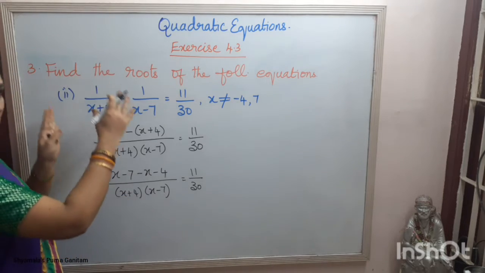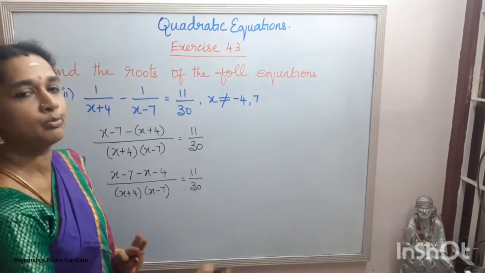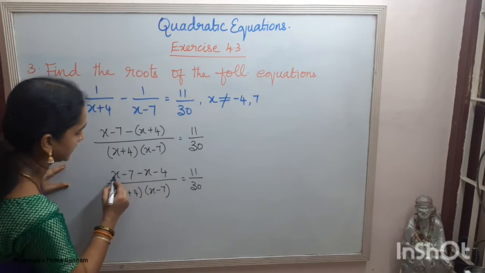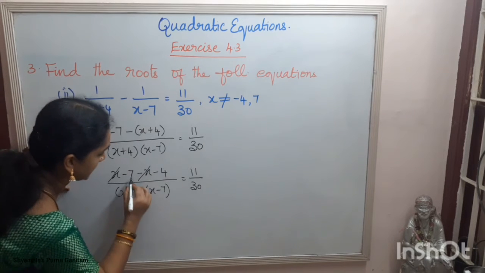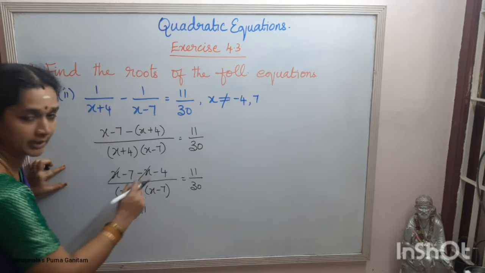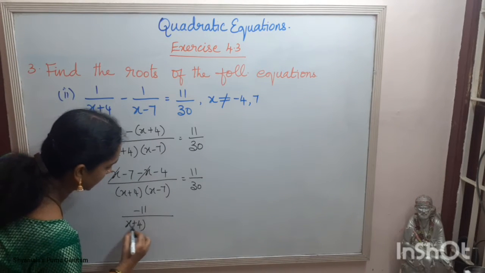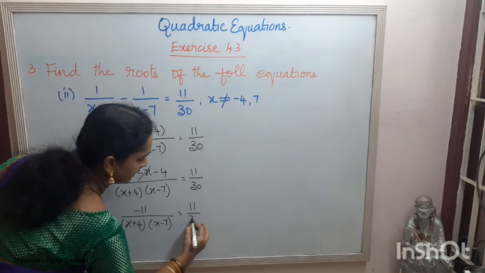And after simplifying, you have to get a quadratic equation. Till that, it has to be simplified. So now, x minus 7 minus 6. So plus x and minus x will get cancelled. You will get minus 11 in the numerator. Minus 11 by x plus 4 into x minus 7 is equal to 11 by 30.